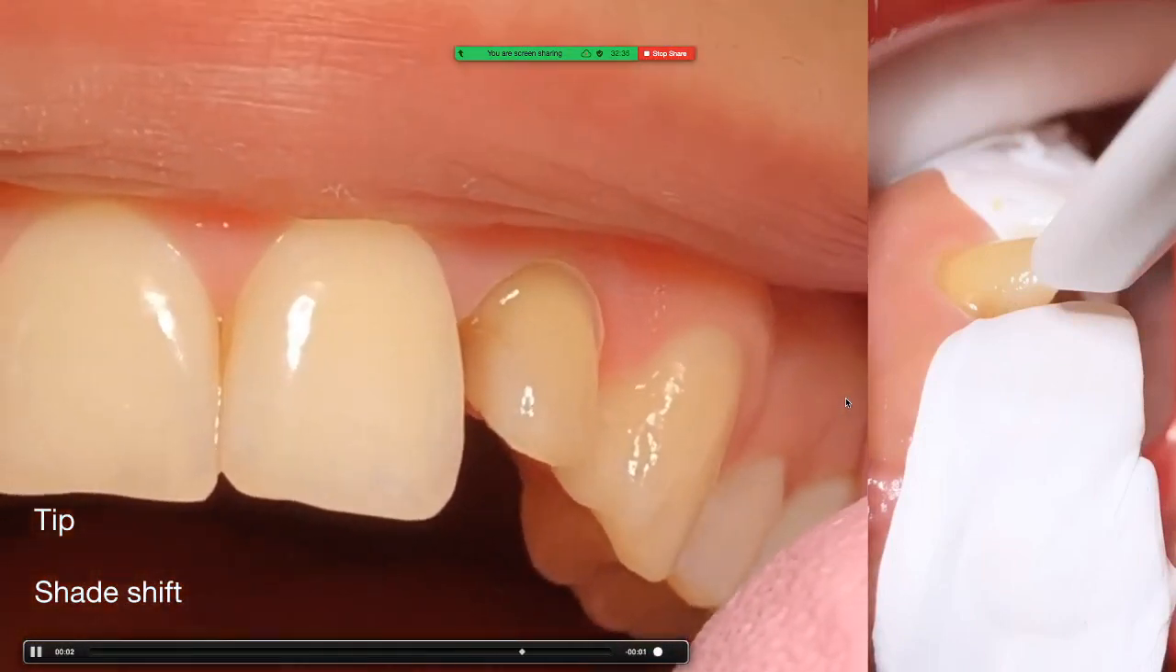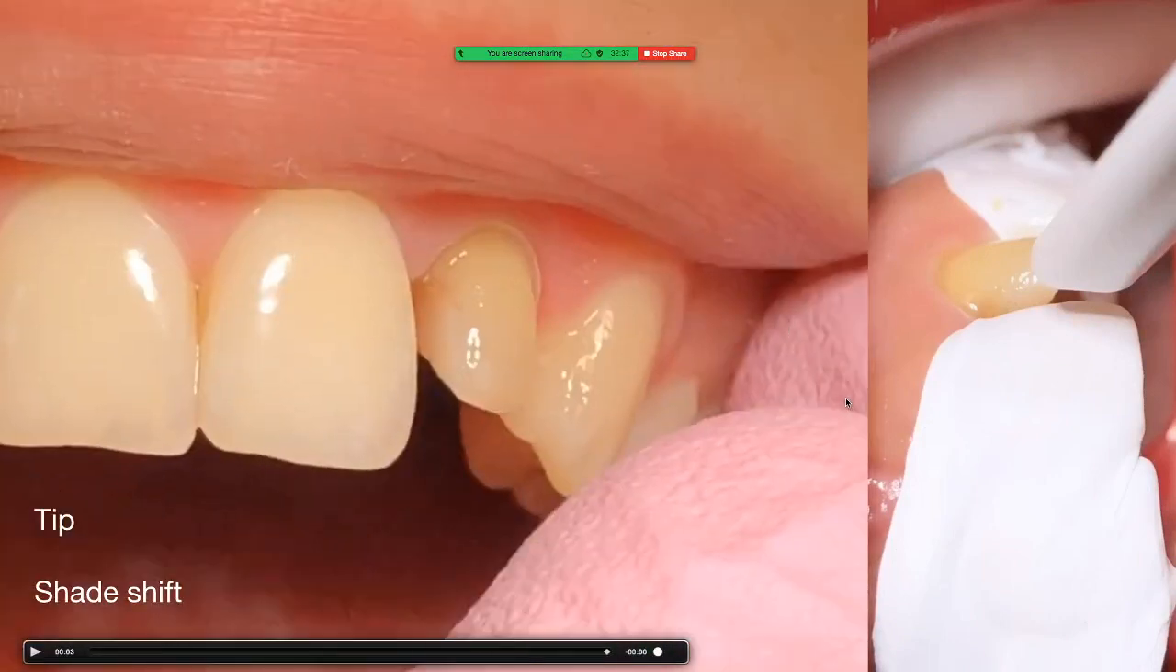Shade shifts. It's very important to understand why it's happening.